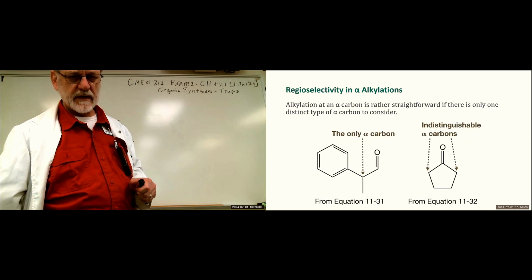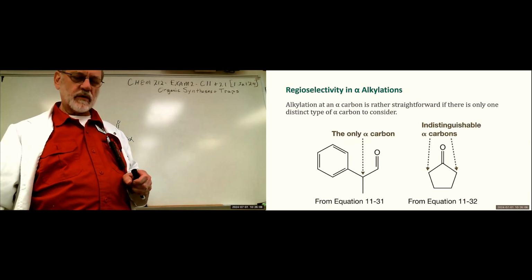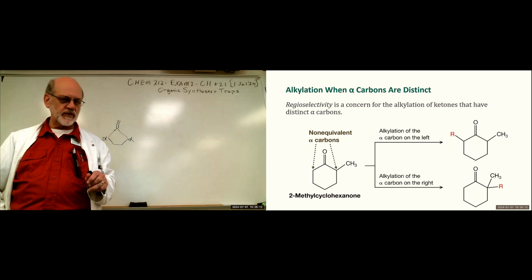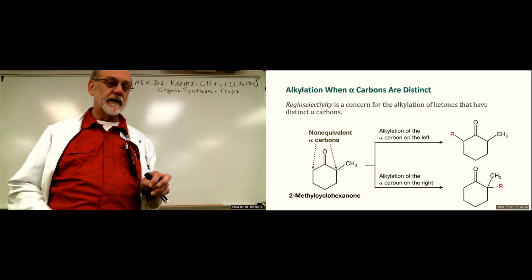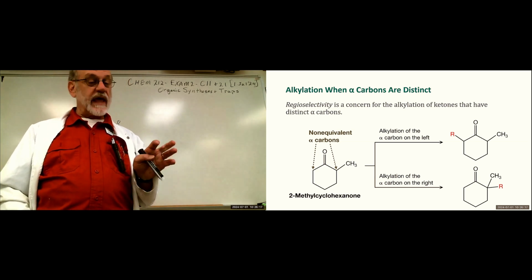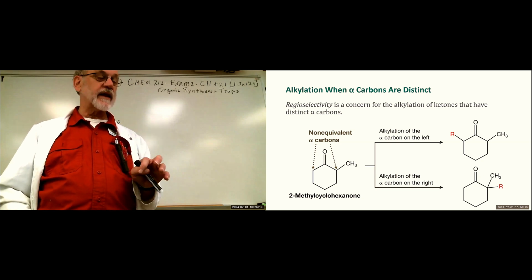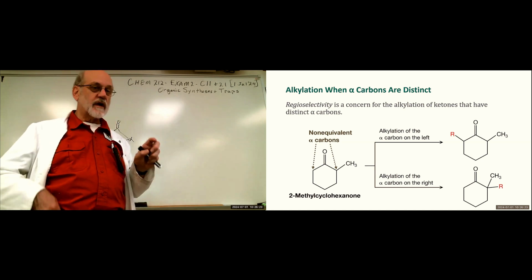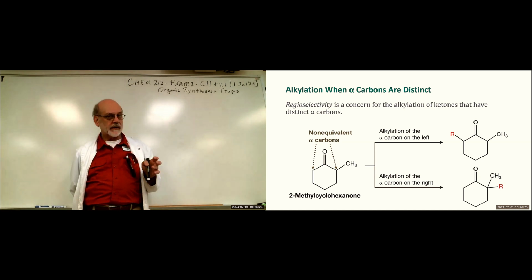All right, now we're going to switch gears. We have a different precursor, 2-methyl cyclohexanone. Now we have unequal, non-equivalent alpha carbons. Which one? This leads to regioselectivity.